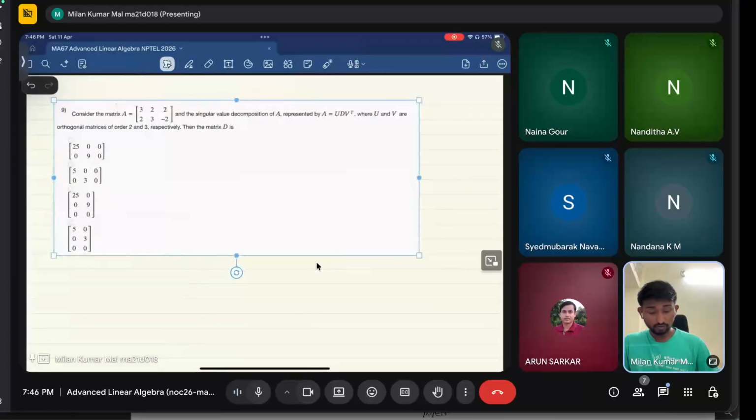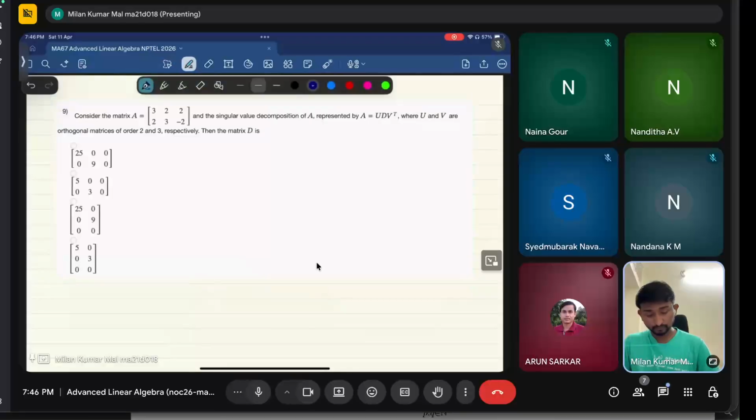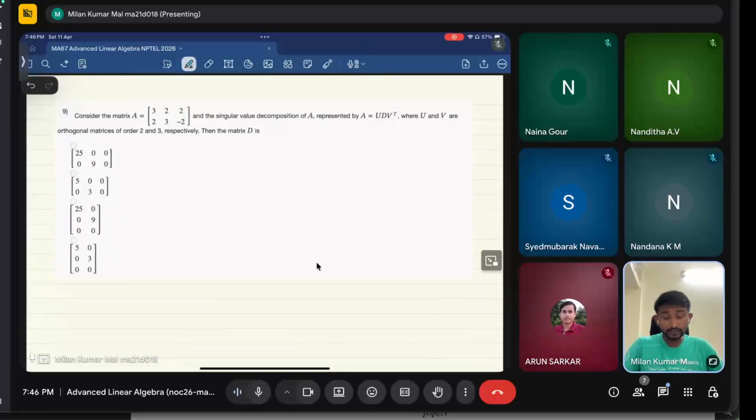So, this will be the last problem then, because this is also a big problem. What is given here is: consider a matrix A and the singular value decomposition of A represented by U, D, V transpose, where U and V are orthogonal matrices of order 2 and 3 respectively. Then you have to find the matrix D. So what is the singular value decomposition?